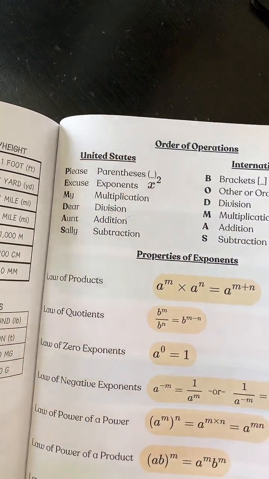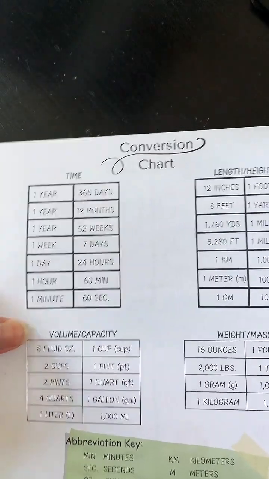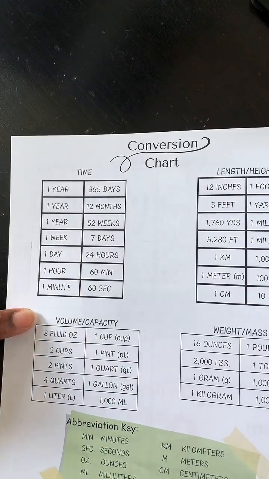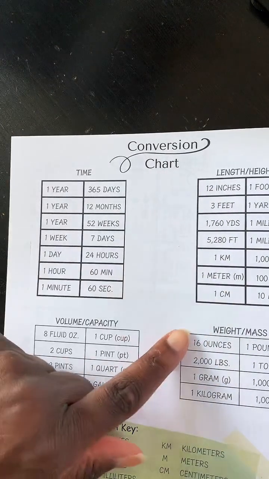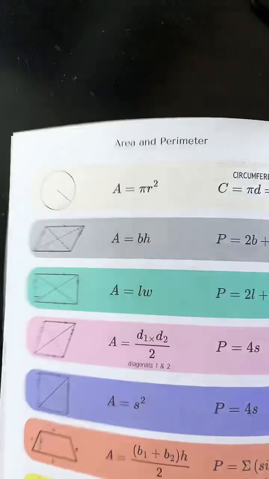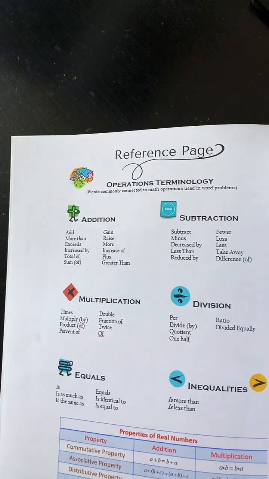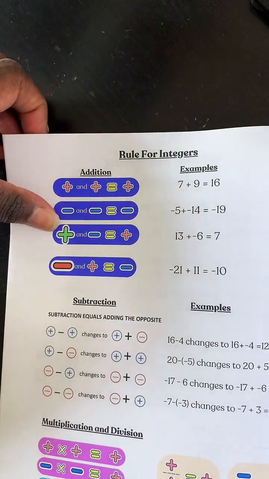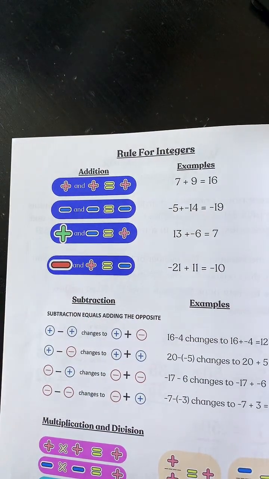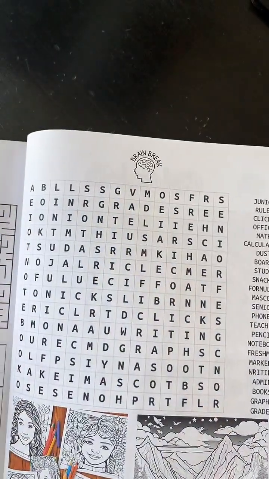Okay, so we got our order of operations, properties of exponents, our conversion chart, keeping it nice and clean for time, some length, mass, and volume, and then of course I have my abbreviations. So yeah, it has everything in there. I tried to pack as much as I can without it going completely over. And again, at the end, especially for our 4th through 6th graders, we have a brain break or two. Okay. All right. So yeah, then these are my products.